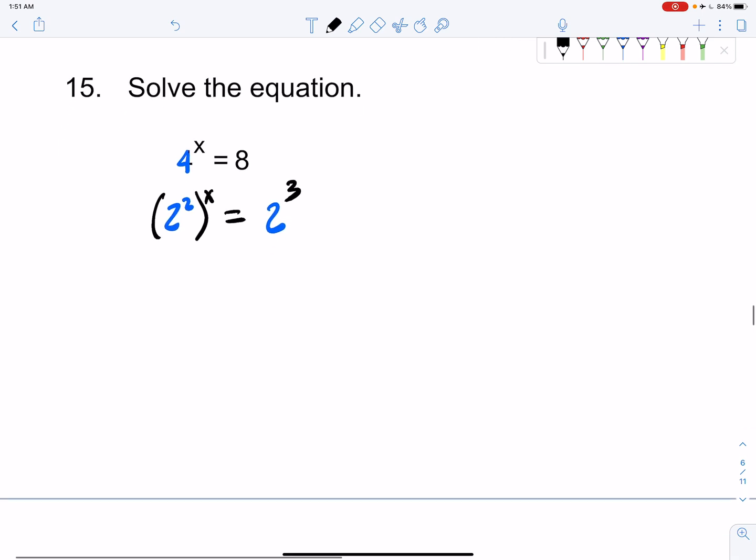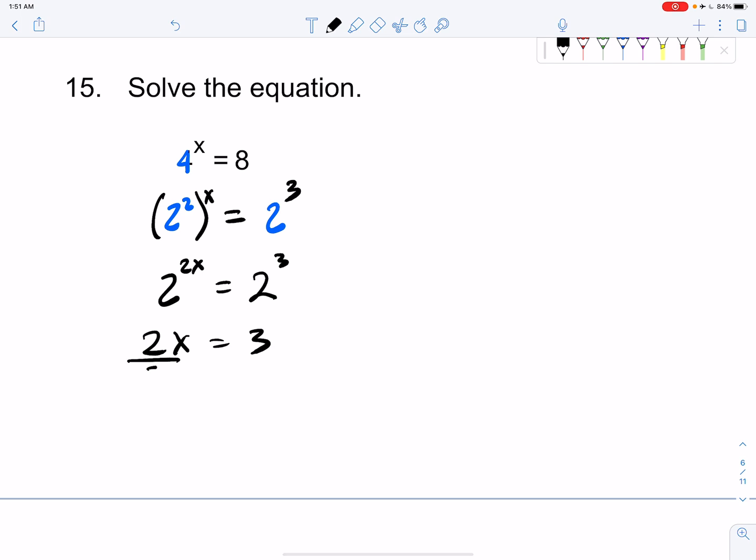So now you have to remember rules of exponents. A power raised to a power is multiplication. So this on the left is 2 raised to the 2x. Now our bases are the same, so 2x must equal 3. All we have to do is divide by 2, and we got our answer. X equals 3/2.